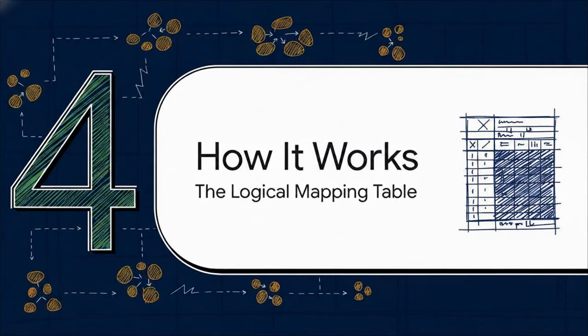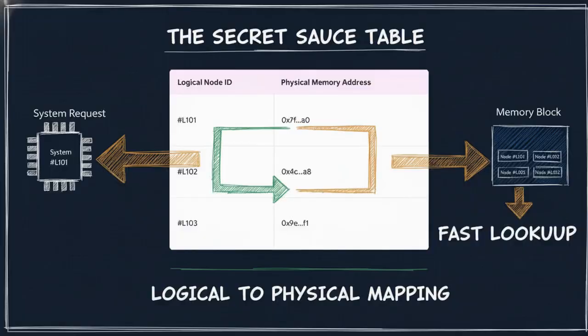Okay, but hold on. You're probably thinking, if we're just throwing these new delta nodes all over memory, how on earth does the system keep track of it all? Well, that brings us to the second piece of magic, the logical mapping table. Think of it as the system's central address book. Yeah, this table really is the secret sauce. All it does is translate a permanent logical ID for a node into wherever that node happens to be physically located in memory right now.